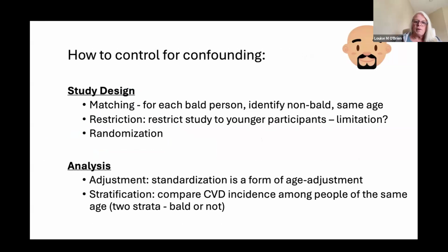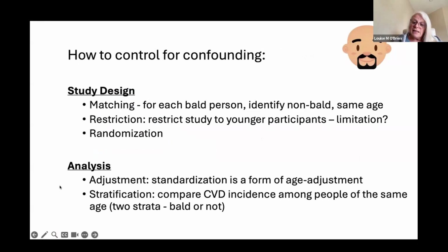Well, let's just back up a little bit. We should have thought about this in the study design, right? So we could have done matching. We could have had a non-bald and a bald person matched for age, BMI, that kind of thing. We could have restricted to younger or older participants. There's limitations to doing this, of course. Or we could have randomized them. Instead of having an observational cohort, we could have randomized them.